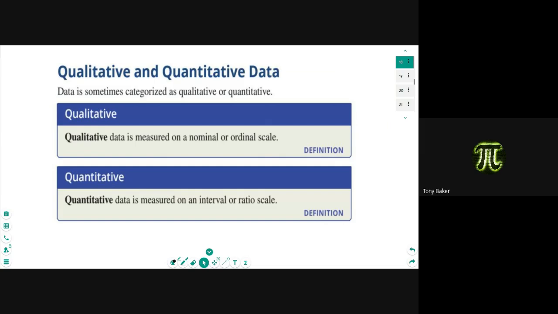Quantitative data, the beginning of it, is quantity. So these are values that we can do some calculations on. Your age, your weight, your height, how fast a car goes, how much gas it uses. Those are things that would be quantitative data points because we can do some calculations on them.